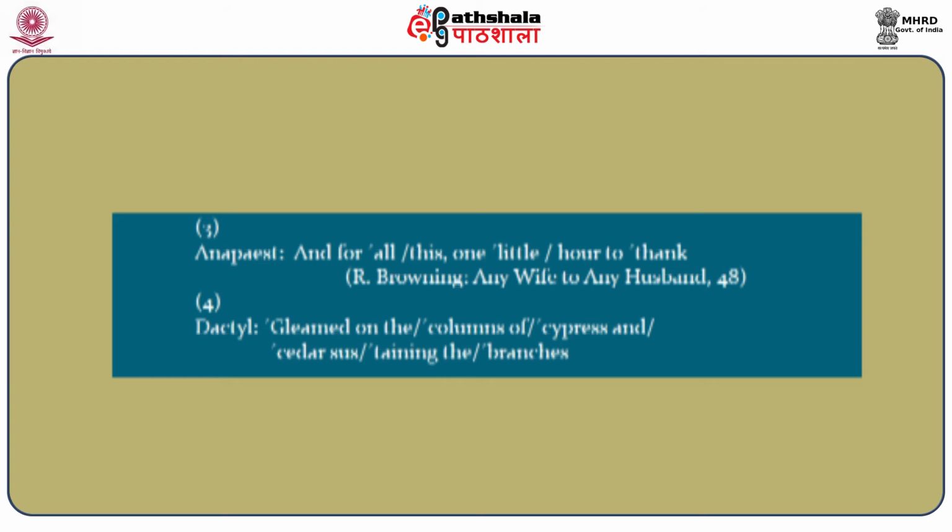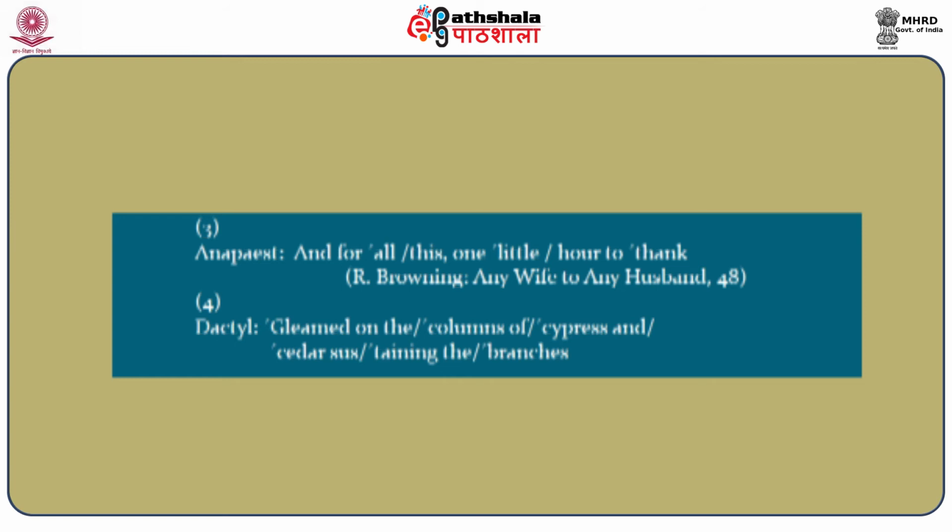"And for all this one little are to thank." Browning's poem, Any Wife to Any Husband. "And for all this one little are to thank." All, little, thank are stressed, and before them the 2 syllables, "and for a", are relatively unstressed; "this one" unstressed, "are to" unstressed, thank stressed. So we have an Anapest, unstressed, unstressed, stressed. So there is a pattern, and the pattern generates a rhythm.